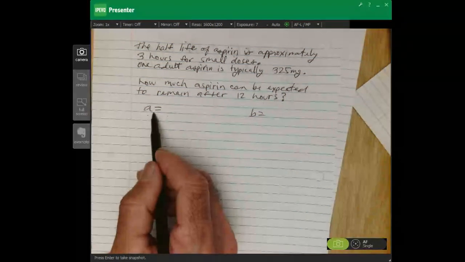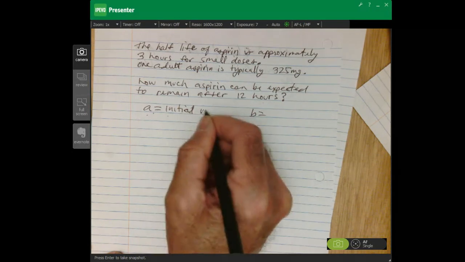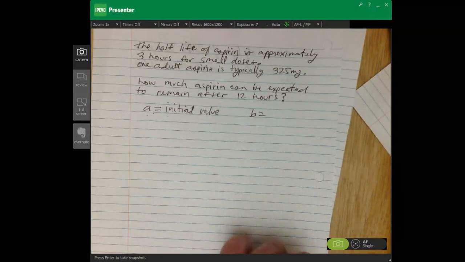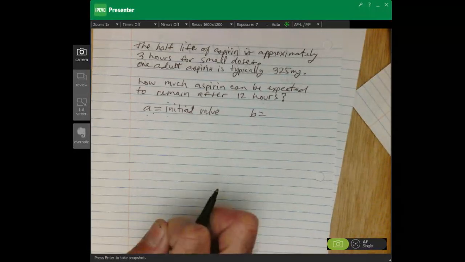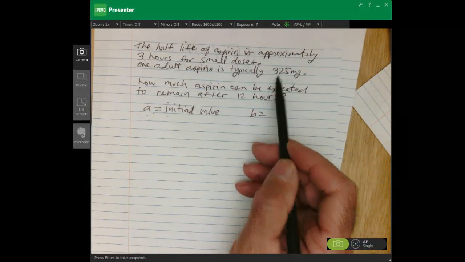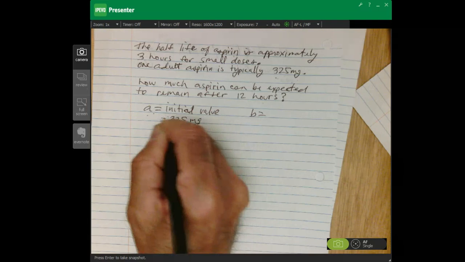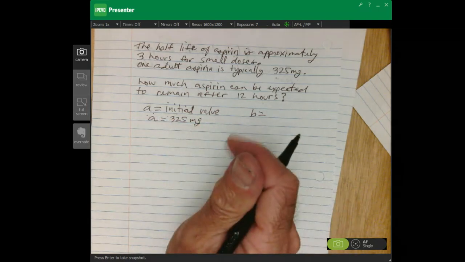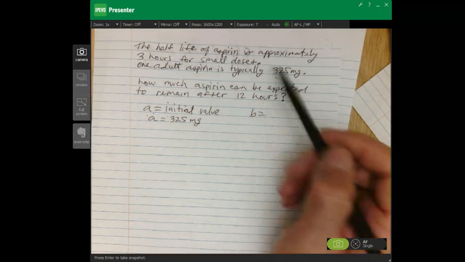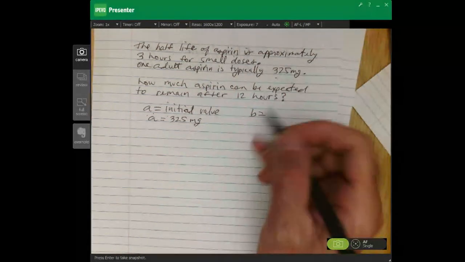We want to find out two things. We want to find the initial value, so what are we starting with? Well, what we're starting with in this case is somebody takes some aspirin, and then as soon as they take that aspirin, when it gets into their bloodstream, they have 325 milligrams in their bloodstream. So that's what we're starting with. So that's A.